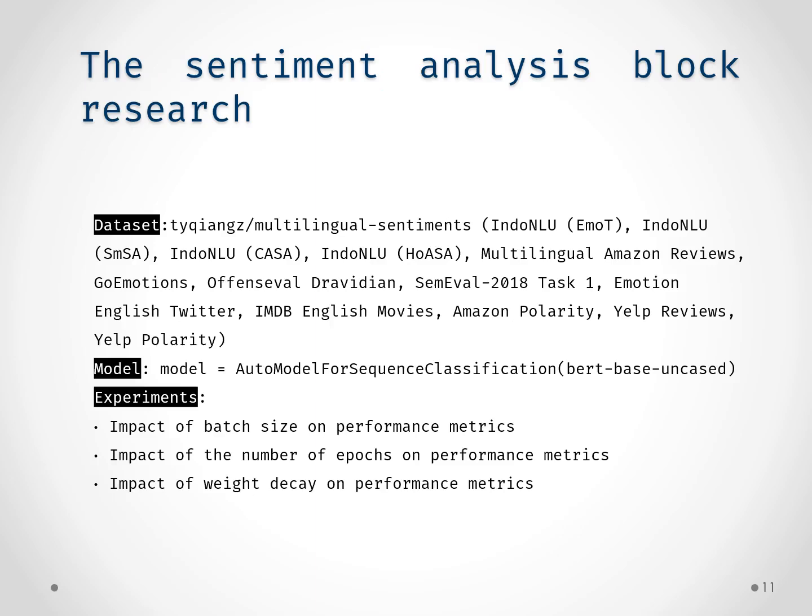For the sentiment analysis model, we used the dataset you can see on the slide. This dataset is particularly valuable as it covers a diverse array of multilingual sentiment data, allowing the model to learn a wide range of linguistic and contextual nuances. The AutoModelForSequenceClassification model is a transformer-based model specifically designed for classification tasks, including sentiment analysis. It simplifies the process of loading the BERT-based uncased model suitable for sequence classification, enabling us to fine-tune it on our specific dataset. The experiments conducted are presented on the slide.